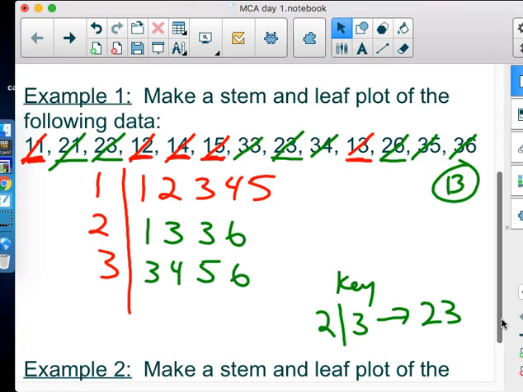And there were 13 of them. 13 divided by 2 would be 6.5. That tells me there are 6 in front of it and 6 behind it. So it's right in the middle in the 7th position. 1, 2, 3, 4, 5, 6, 7. 23 is my median. The other thing it's really good for is the mode.